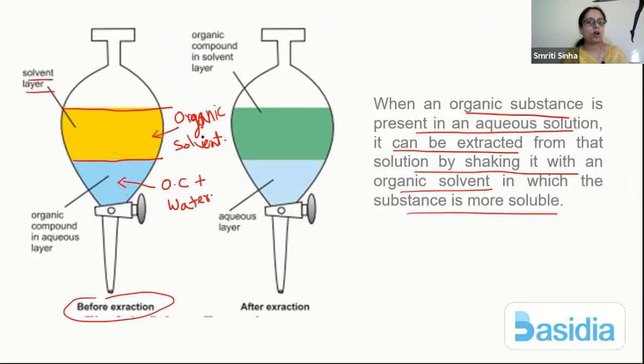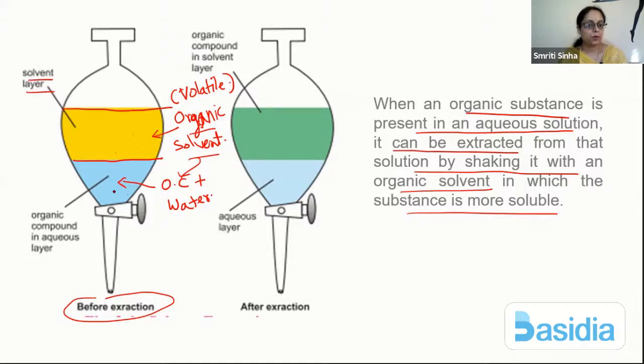Such type of solvent only you have to choose. The second thing, this solvent should be capable of dissolving this organic compound in it from water, means it is able to remove the organic compound and dissolve it in itself. Another thing, this organic solvent should be volatile. Then only, once the substance is dissolved in this organic solvent, the organic solvent can be evaporated and you can get your pure substance back.